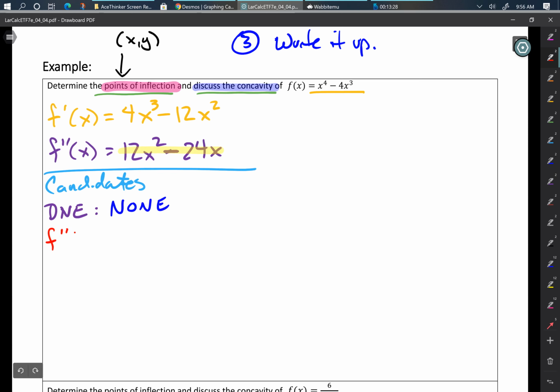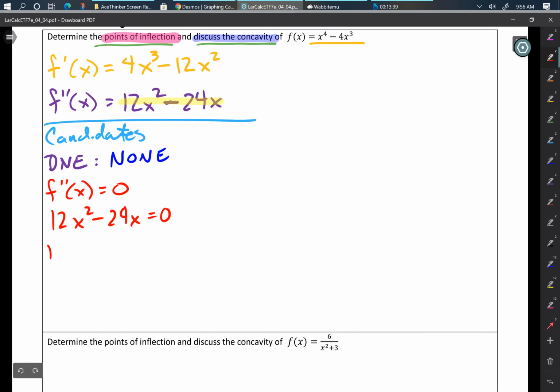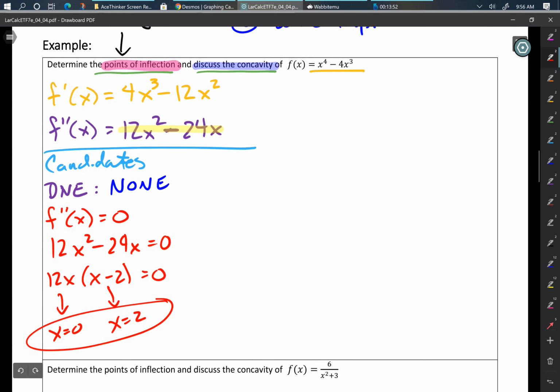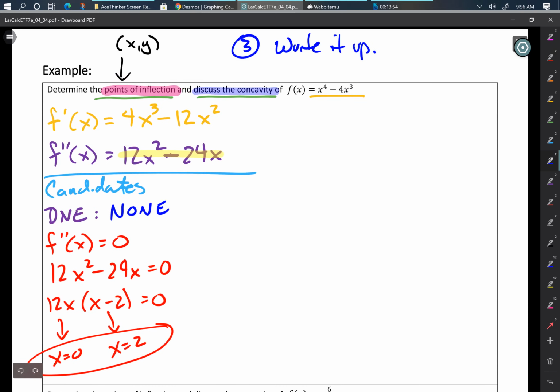Now I'll look for when is the second derivative equal to 0. So I will set the second derivative equal to 0. I'll solve. This one looks factorable. That's going to give me 12x times (x minus 2) is equal to 0. This gives me x equals 0. This gives me x equals 2. So I have two candidates that I'm going to test for being points of inflection.